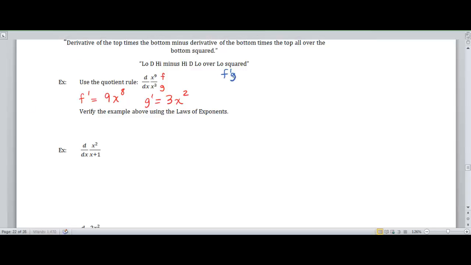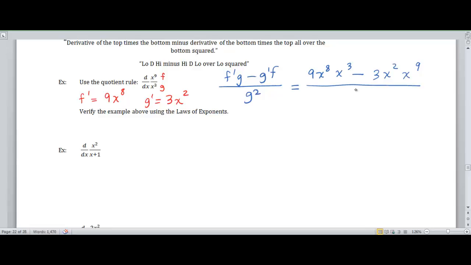and then we have f prime g minus g prime f over g squared, which is equal to f prime is 9x to the 8th, g is x to the 3rd, minus g prime, which is 3x squared, times x to the 9th. That's f. All over g squared. G itself is x cubed squared. Okay?